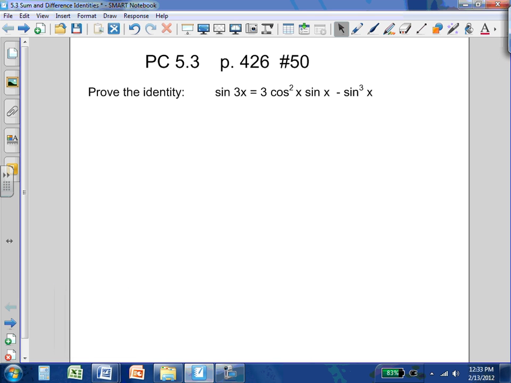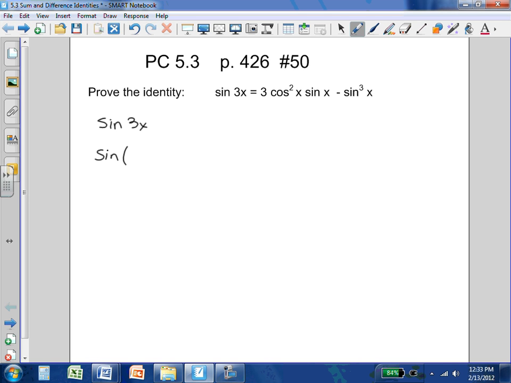This is Pre-Calc 5.3. We're going to be using the sum and difference identities on the first side of your notes to prove further identities. In these two examples, we're going to start with the less complicated side and make it look like the more complicated side. So I'm going to start here with the sine of 3x, and I'm going to think about the sine of 3x in terms of a sum.